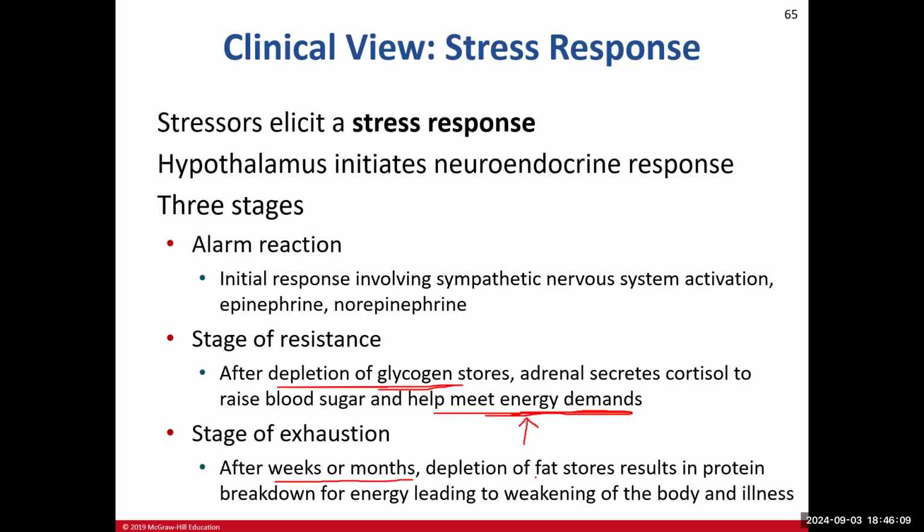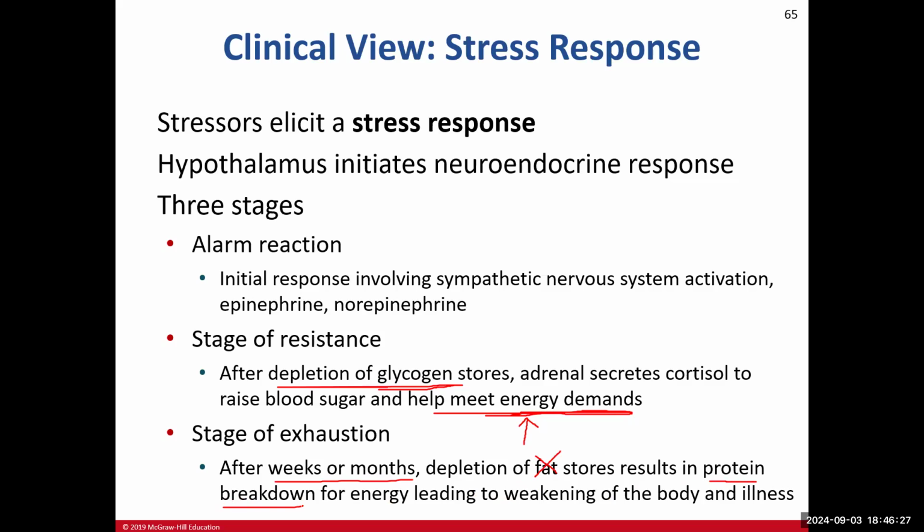And guess what? We've gone through fat, or most of it, and guess where we're at now? That rhabdomyolysis. We're going to start breaking down the muscles there, again, to increase our blood sugar levels, to meet our energy demands.